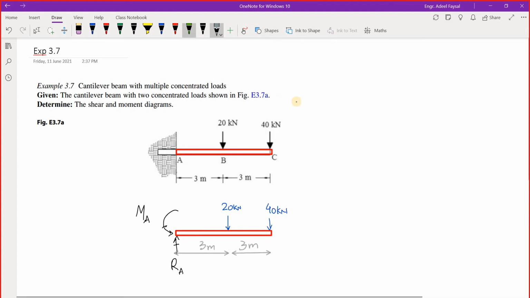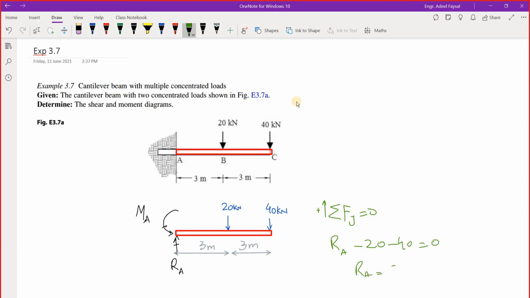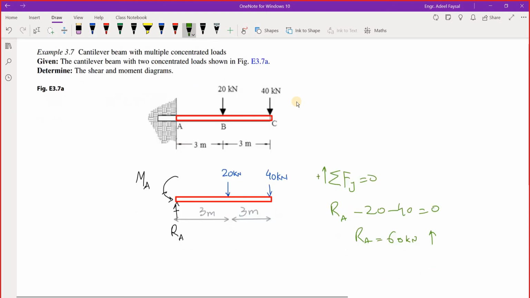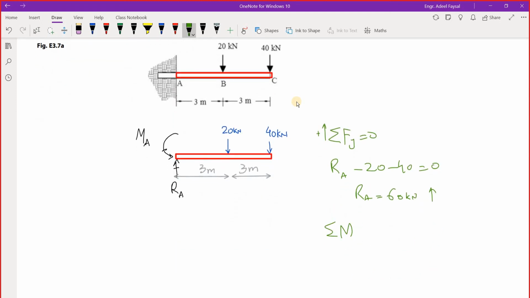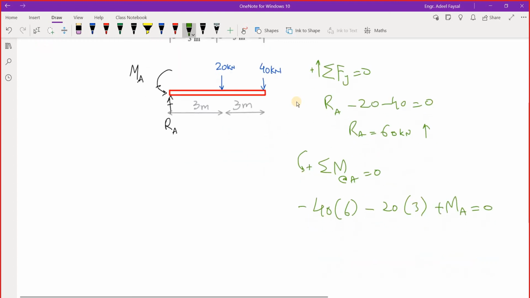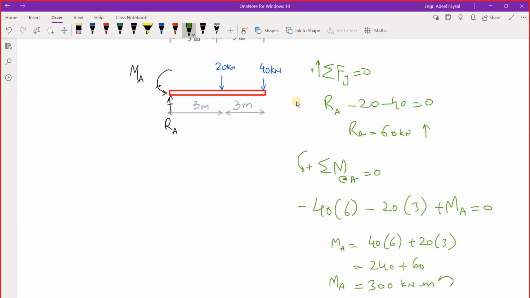Now you need to apply simple equilibrium equations. Maybe you can start with summation Fy equal to 0, taking upward positive, and you get RA minus 20 minus 40 equal to 0, and this makes RA equal to 60 kilonewton upward. This is a simple process. Next is summation of moment about, let's say, point A equal to 0, and maybe you can treat this side positive, so you can solve for MA over here. It comes with a positive sign, which means it is in the same direction as shown on the free body diagram.